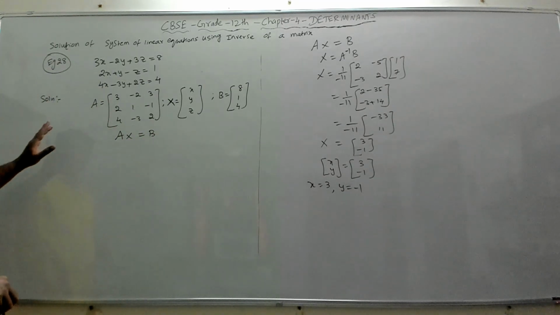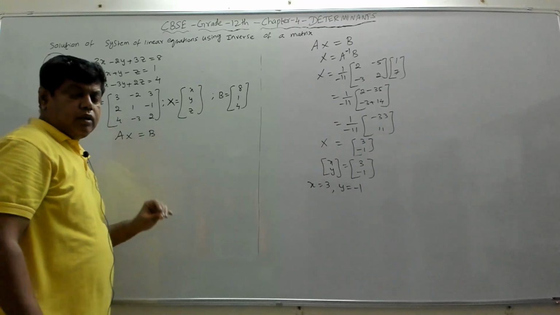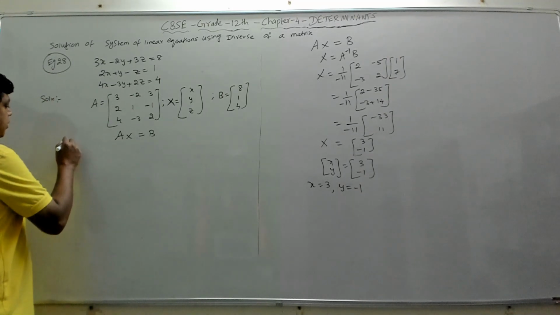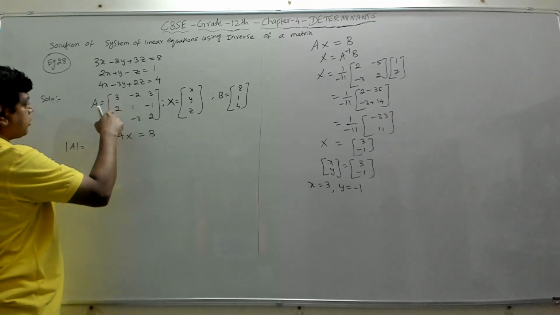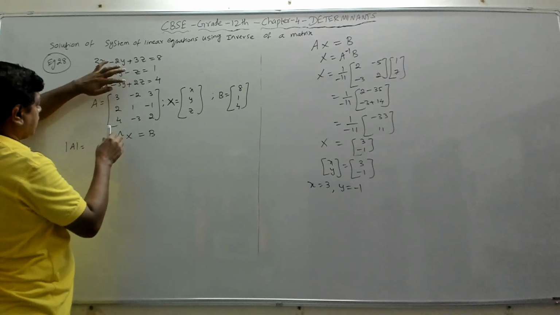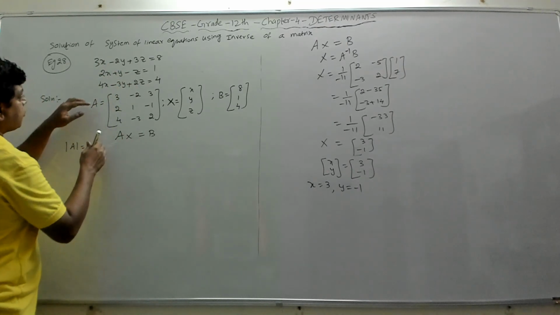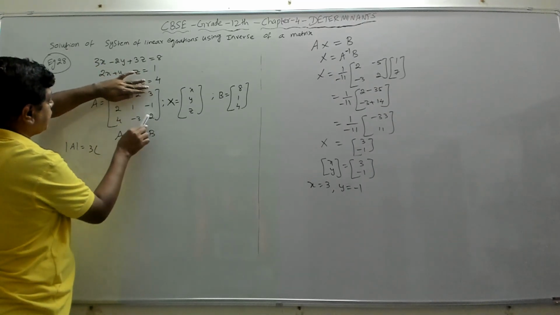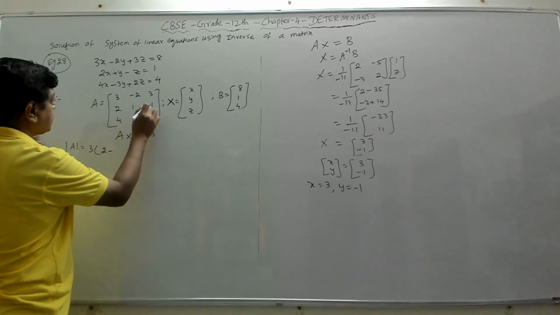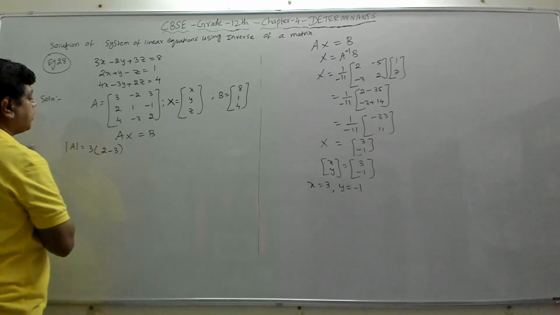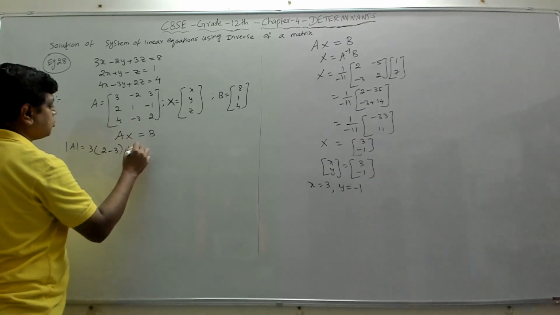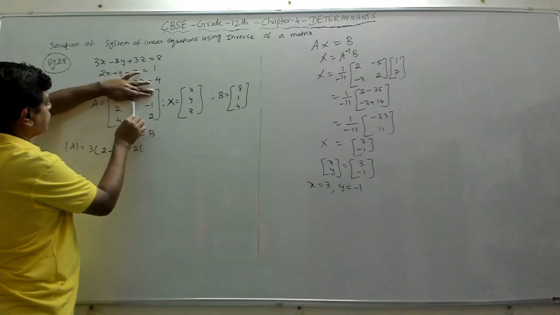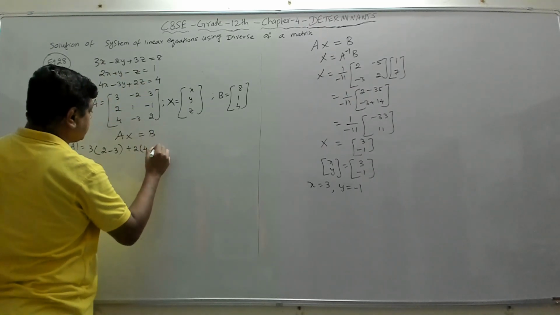The first step is we should make sure that it has a unique solution, or that the inverse exists. Which means we should find the determinant of A. The determinant of A is 3 into, closing this row and column, 1 into 2 is 2, minus 3 into minus 1 is 3. Then minus of minus, so plus 2 into, closing this row and column, 2 2s are 4 plus 4.